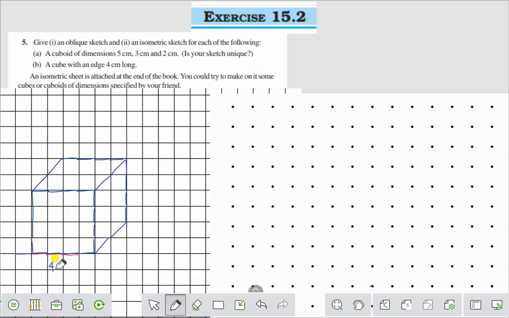That means this is 4 centimeter, this is 4 centimeter, this is also 4 centimeter, right? And this is also 4 centimeter. Length, breadth and height all are 4 centimeter. That is, it is question number B, it is the oblique sketch. This is the oblique sketch.